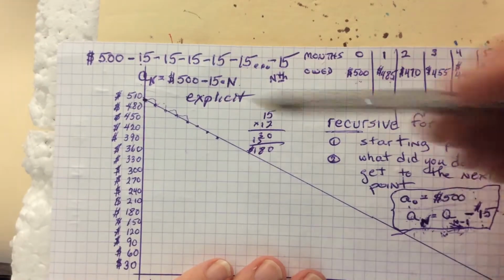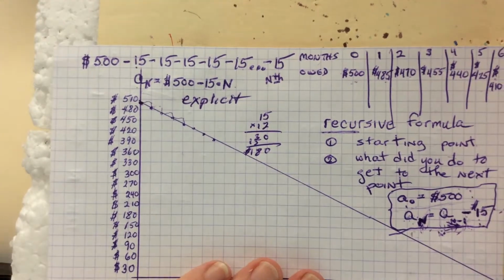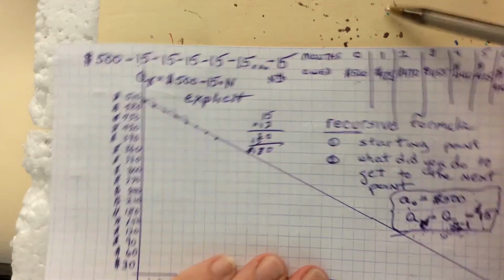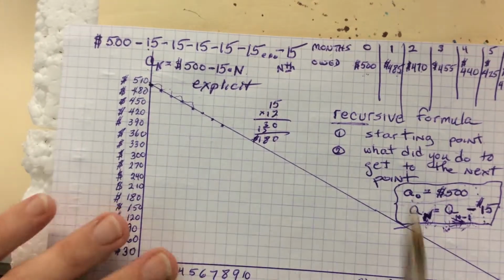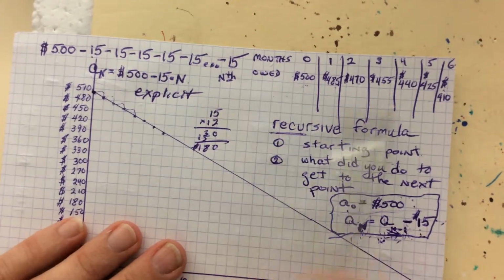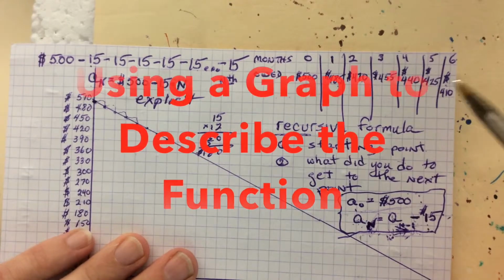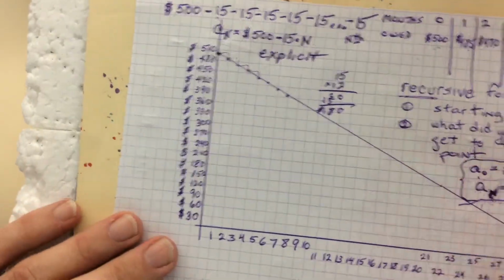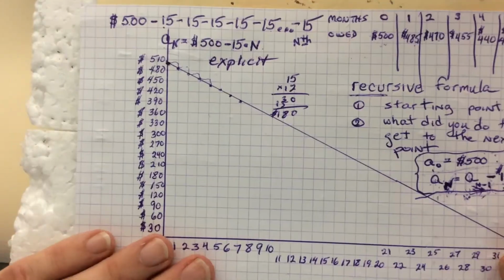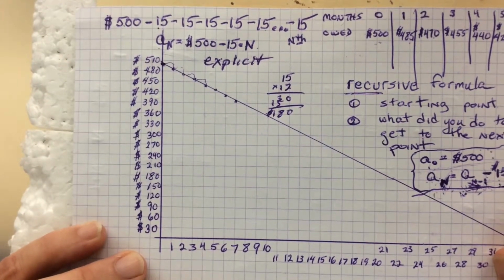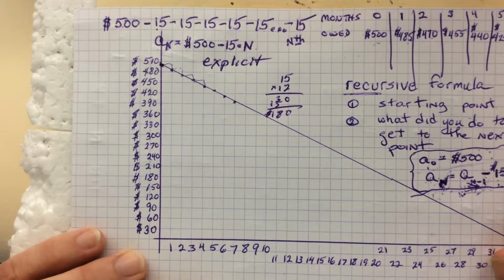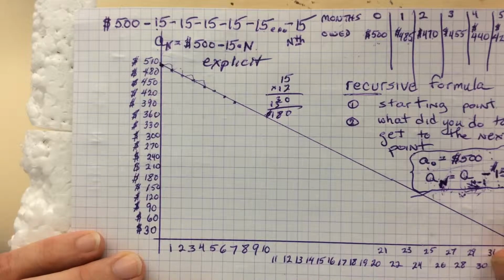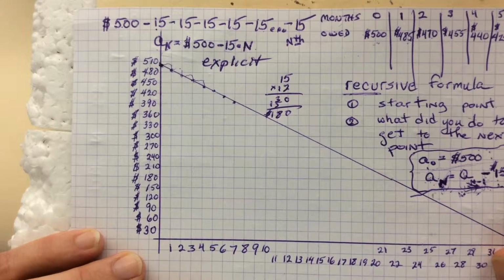Okay. These are 2 different ways to describe this function, in addition to the verbal description that's on the board in the first place and the table that's here. The fourth way we know how to describe a function is with a graph. Why is a graph useful? Because what I really want to know is, how long is it going to take me to pay this off?